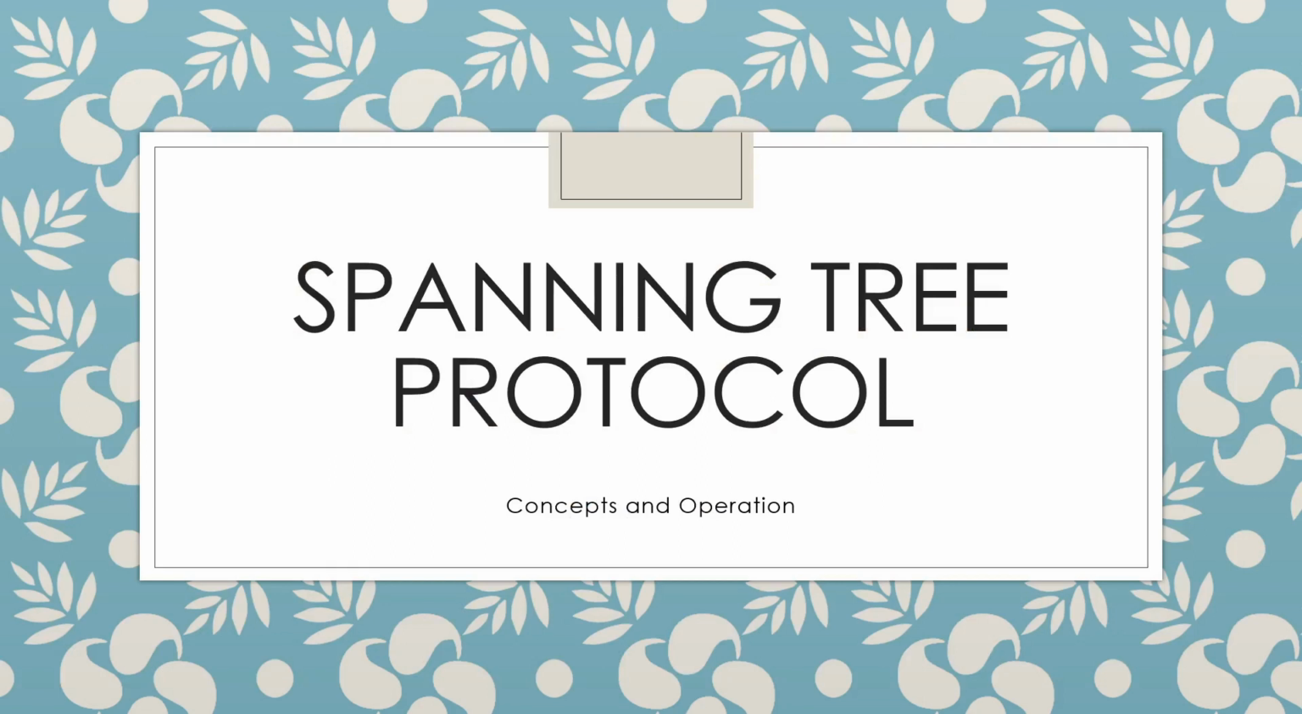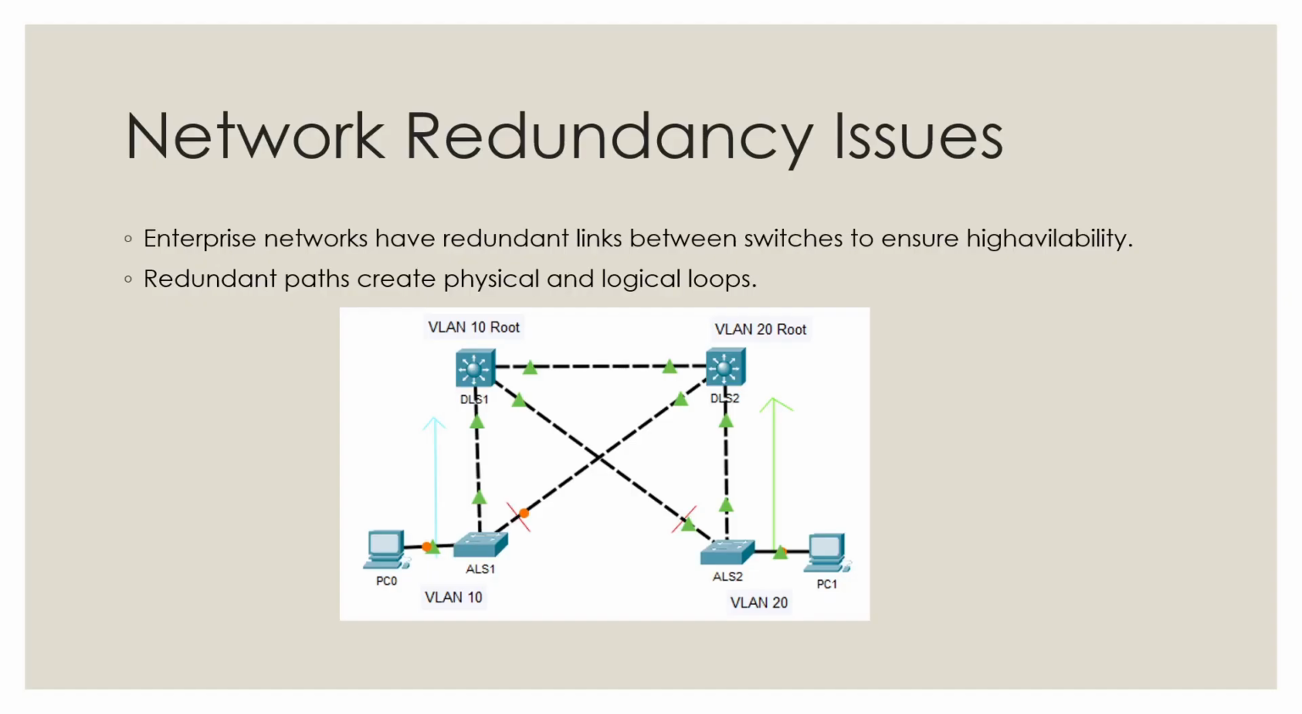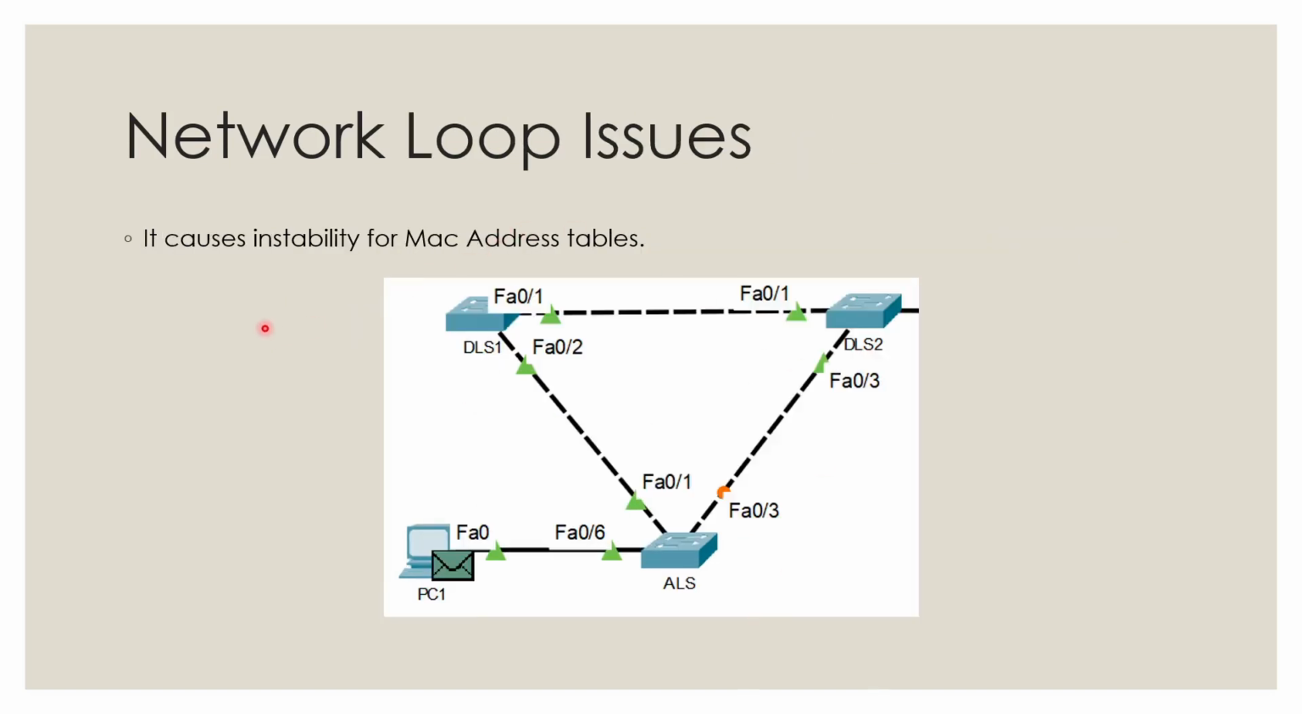Today, we will talk about spanning tree protocol. Enterprise networks have redundant links between switches to ensure reliability. The redundant path creates physical loops, like we see here. The network loop causes instability of the MAC address table.